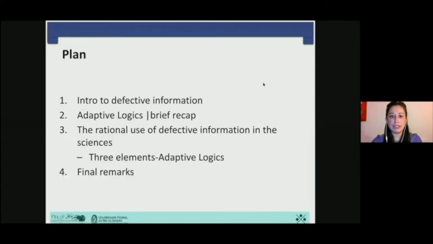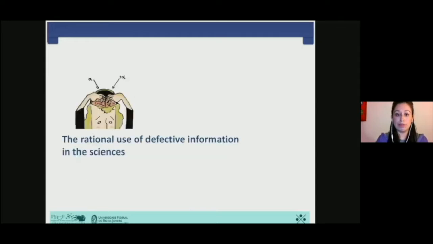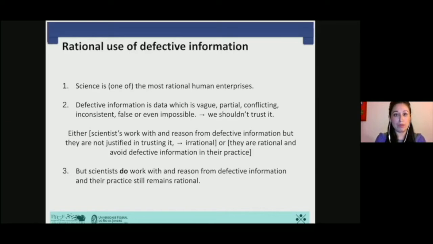That said, the plan for today is going to be the following. First, I'm just going to motivate why the study of inconsistent information, defective information in general, is important for us. Then I'm going to do a brief recap of the philosophy behind adaptive logics. And then I will focus on the rational use of defective, in this particular case, inconsistent information in the sciences. And I'm going to relate three main elements of this practice to adaptive logics to see if they are good for us when working with this. And then I'm just going to say some final remarks. Let's go. The rational use of defective information, in particular, inconsistent information in the sciences.